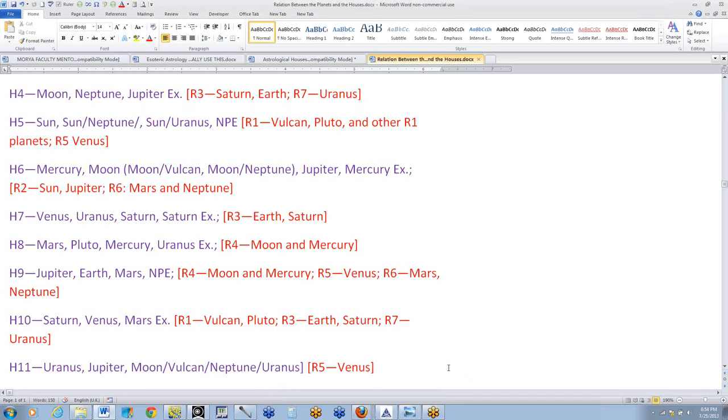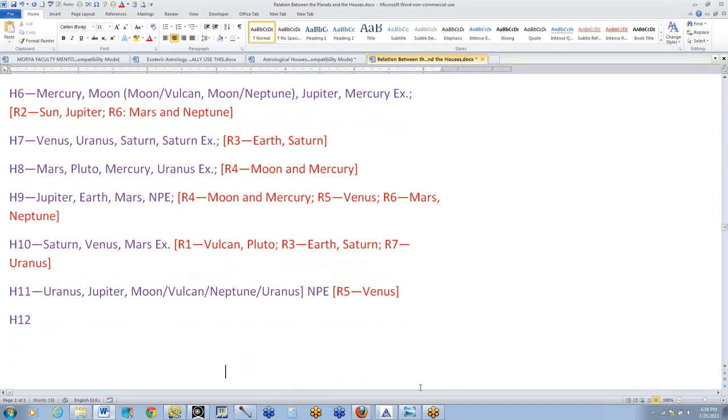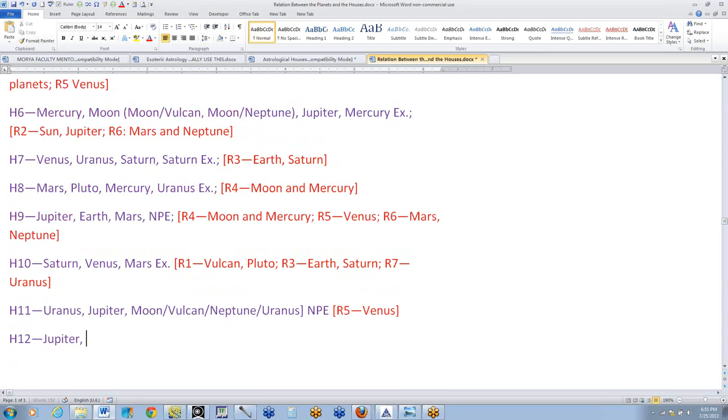And then, finally, house 12. There's no planet exalted again, so let's put this here, no planet exalted. And house 12, ruled by, at first, Jupiter, Pluto, and Neptune in a special manner, and Venus exalted. So through Pisces comes ray 2. So we have Sun and Jupiter, and ray 6. So we have Mars and Neptune. Well, that's quite a network to deal with, assuming there's a causal relation.